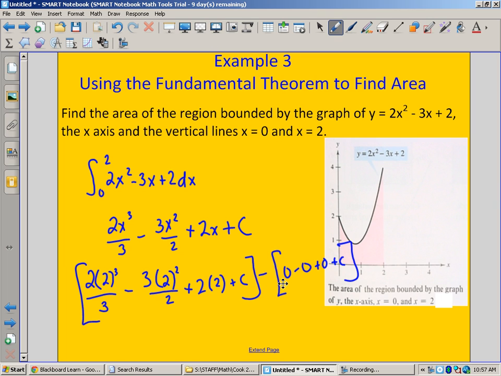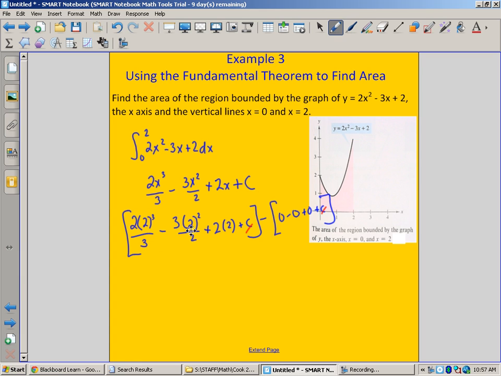Maybe after that last example, you were asking what happened to that. This is all I really needed. 0 is always our magic number for these. It makes life a little bit easier. Not always, but it's a pretty good indicator. So I end up with 16 over 3 minus 6 plus 4. I'm going to combine my whole numbers, which is 16 thirds minus 2. Getting a common denominator, 16 thirds minus 6 thirds gives me a final answer of 10 thirds for the area under that curve.